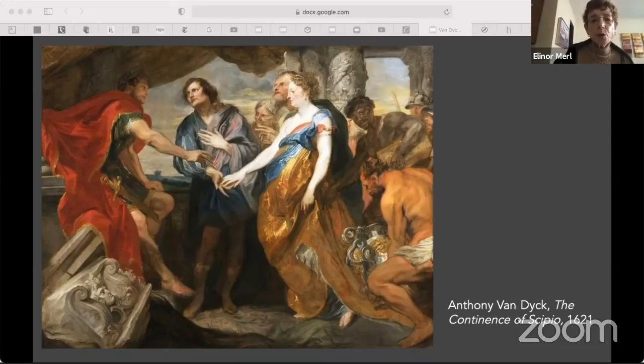Interest in this story by Livy from Roman times was revived in the Renaissance, and the episode figured widely thereafter in both the literary and visual arts, as well as opera.